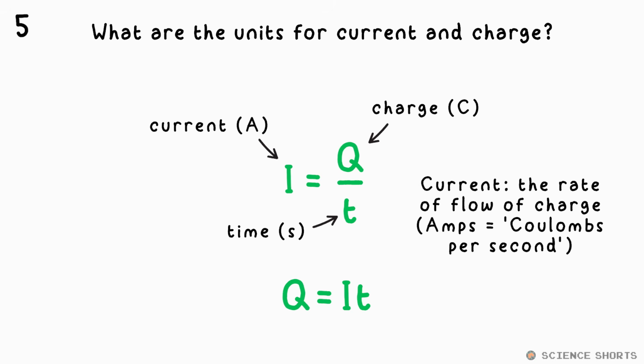Current is measured in amperes, usually we just say amps for short, but we just write A. Charge is measured in coulombs, they're groups of electrons essentially. Current tells us the rate of flow of charge in coulombs per second. So a current of 10 amps, say, means that 10 coulombs are passing every second.